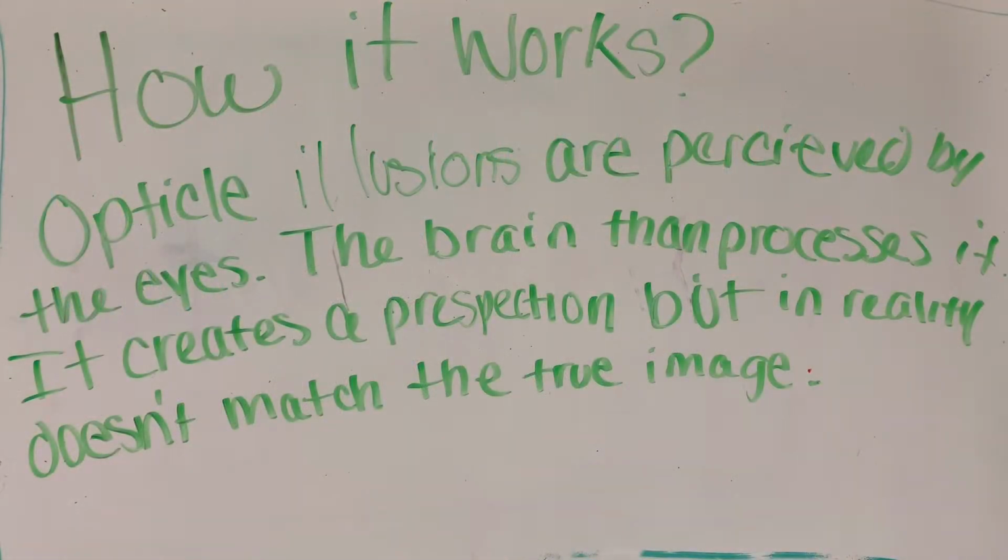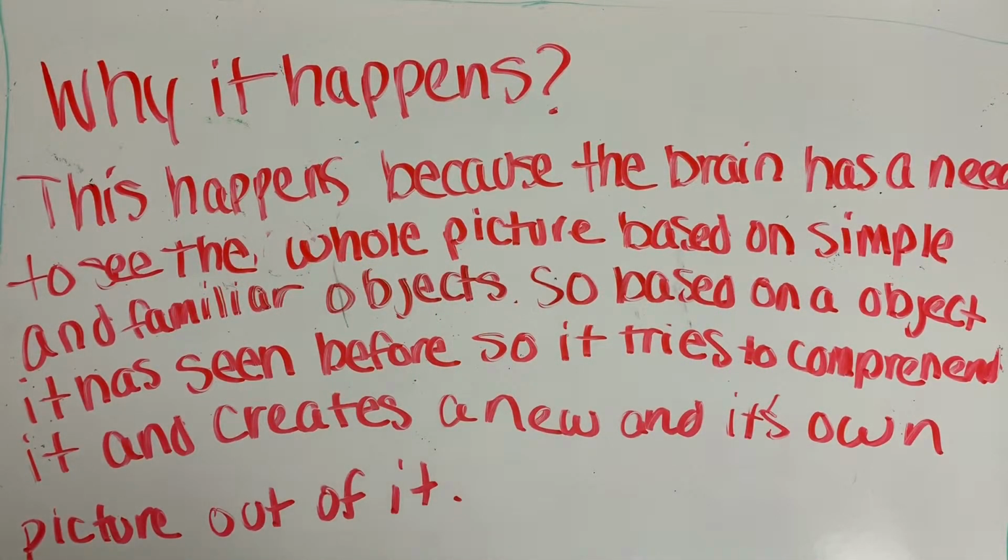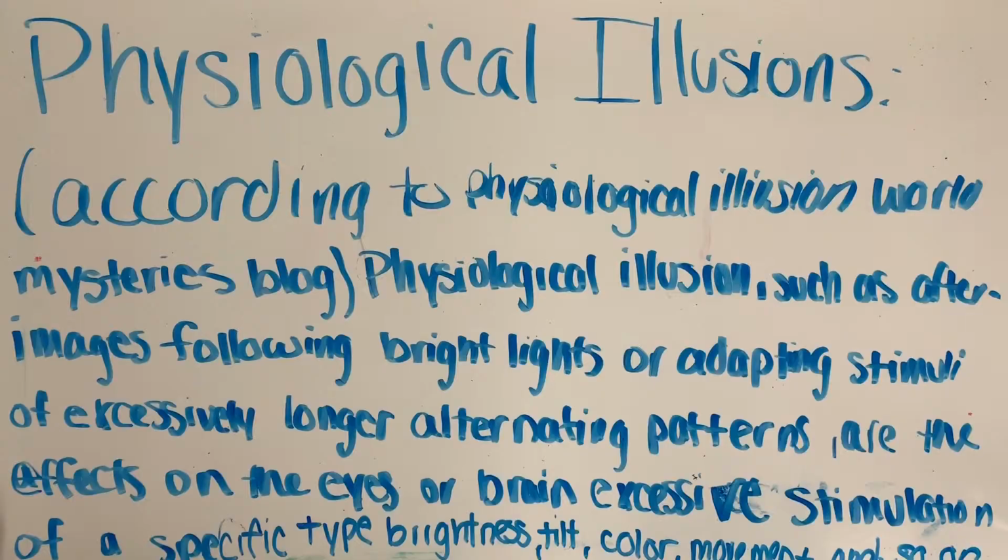How it works. Optical illusions are perceived by the eyes, then the brain processes it. It creates a perception, but in reality doesn't match the true image. Why does it happen? This happens because the brain has a need to see the whole picture based on simple and familiar objects. So based on an object it has seen before, it tries to comprehend it and creates a new picture of its own out of it.